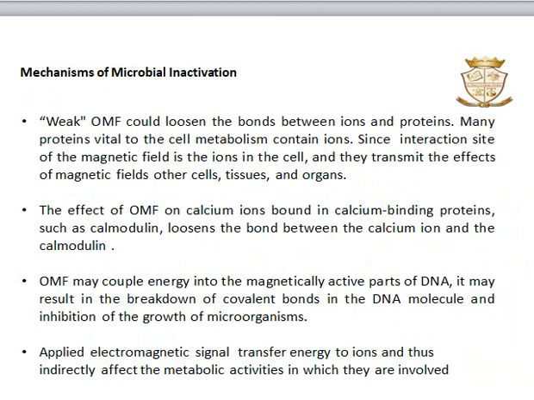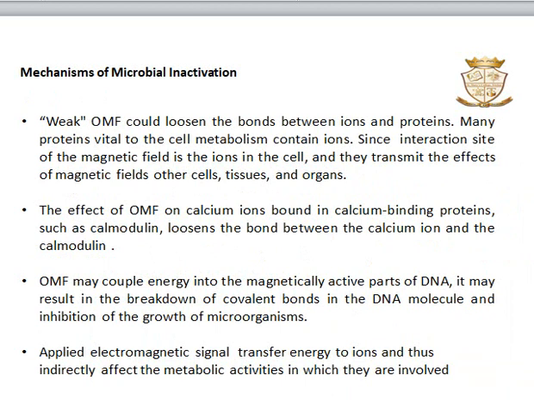Now, what are the mechanisms behind this microbial inactivation? Weak OMF could loosen the bonds between ions and proteins, and many proteins, as you know, are vital to cell metabolism. The interaction site of the magnetic field is the ions in the cell, and they transmit these effects of the magnetic field to other cells, tissues and organs.